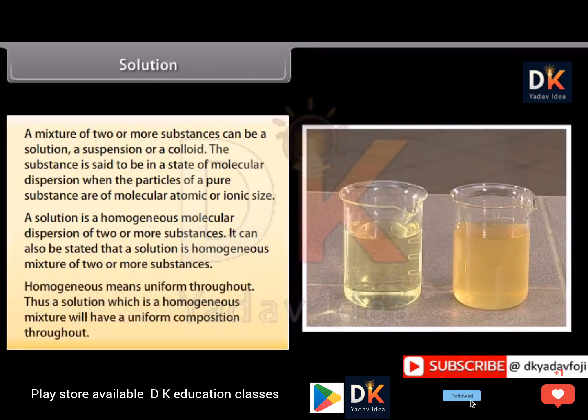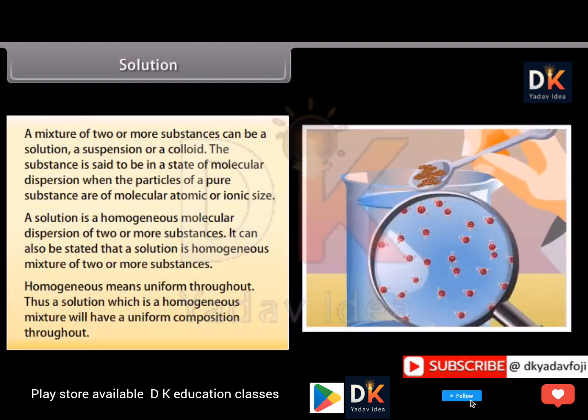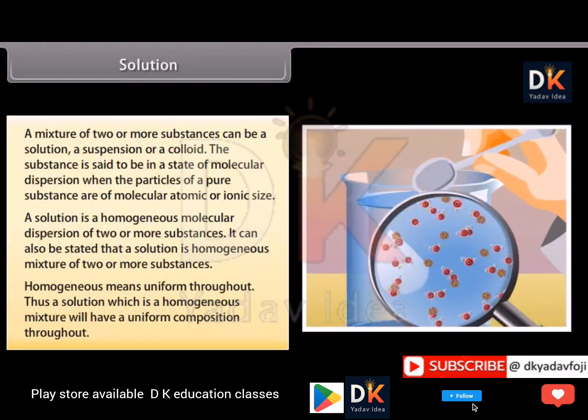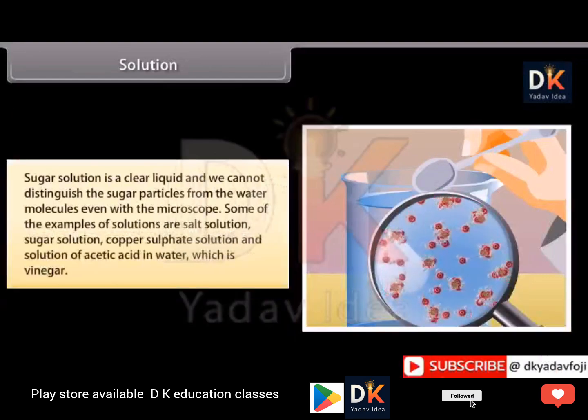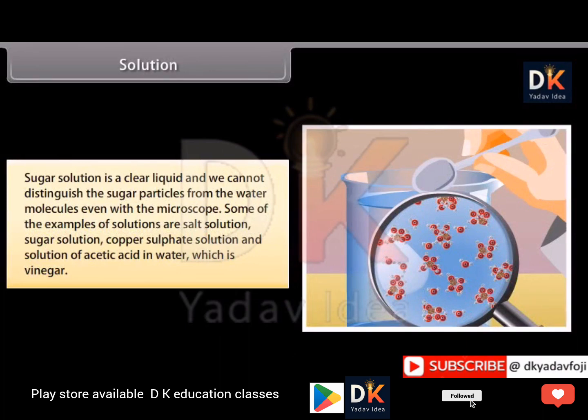Homogeneous means uniform throughout. Thus, a solution which is a homogeneous mixture will have a uniform composition throughout. Sugar solution is a clear liquid, and we cannot distinguish the sugar particles from the water molecules even with the microscope. Some of the examples of solutions are salt solution, sugar solution, copper sulfate solution, and solution of acetic acid in water, which is vinegar.